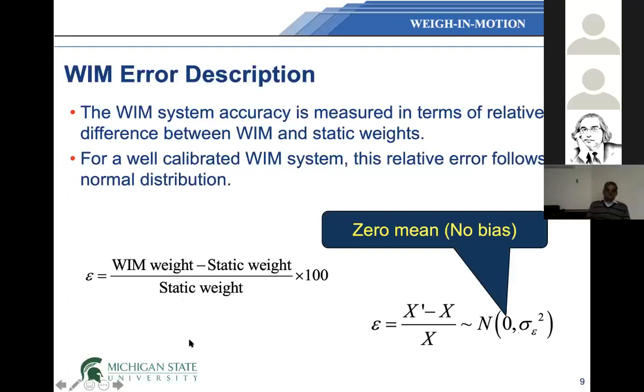So if I take this error as a random variable, it will become a normal distribution. That's what we typically see. And if you have zero bias, or your systematic error is not there, then you will have a zero mean and some standard deviation, which is part of the random error.